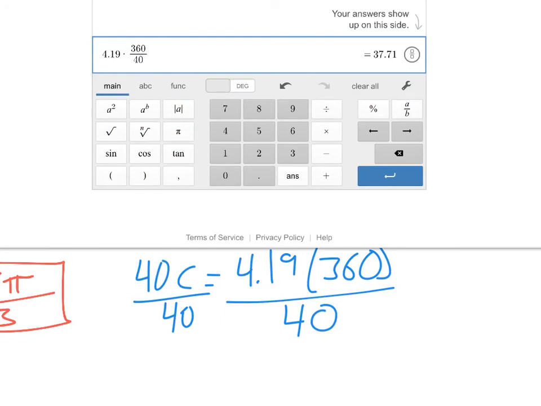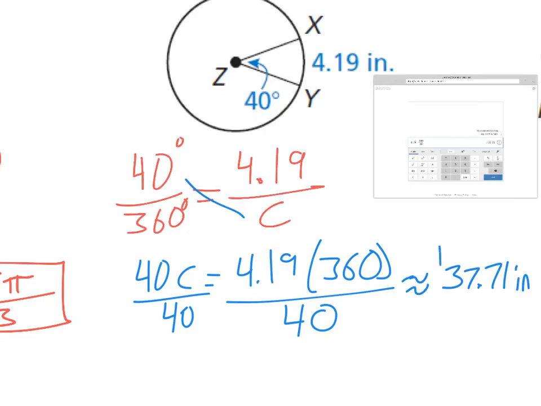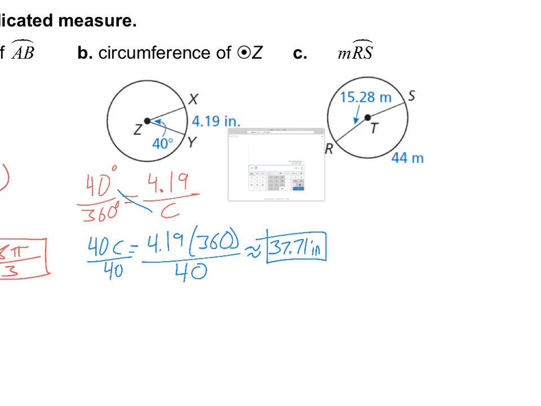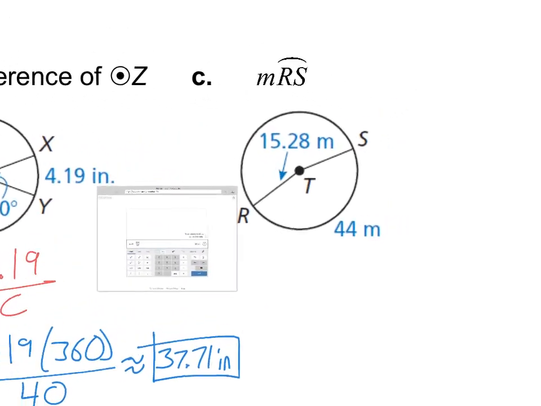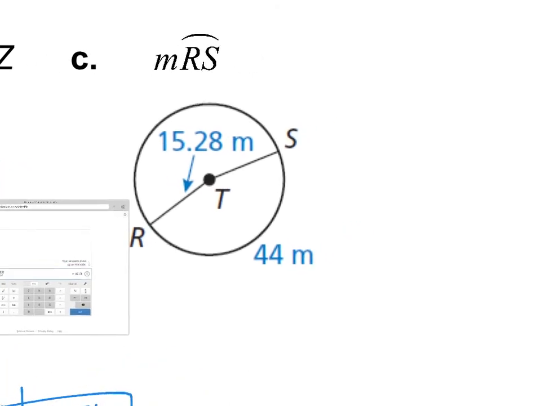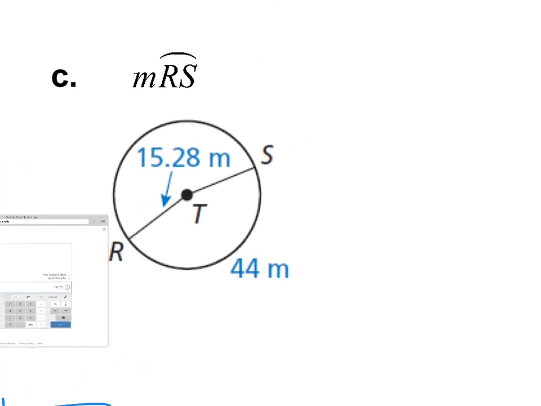And that's giving us 37.71 there. And those are inches. So that's the idea. So when you're finding that circumference, probably using that proportion method will work best there, right? Find which method works best for you and use it.